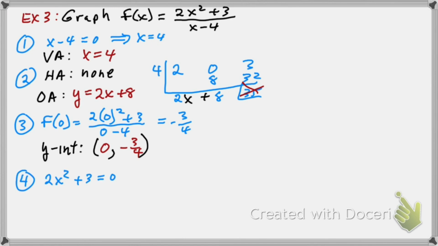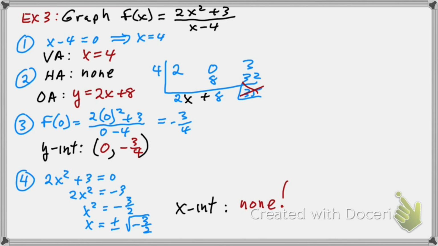To find the x-intercepts, I take the numerator, set it to 0, then solve for x. Now I'm getting x squared equals -3/2. Red flags are going off. So x equals plus or minus the square root of -3/2. Well, that's an imaginary number. So what do you get from that? There are no x-intercepts. This graph doesn't cross the x-axis anywhere.